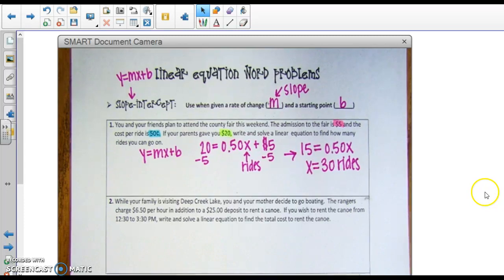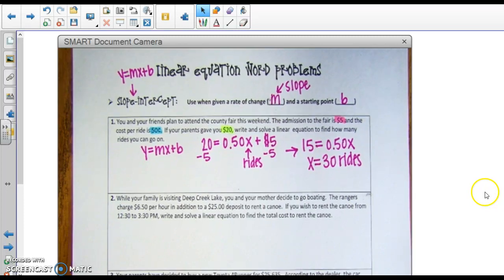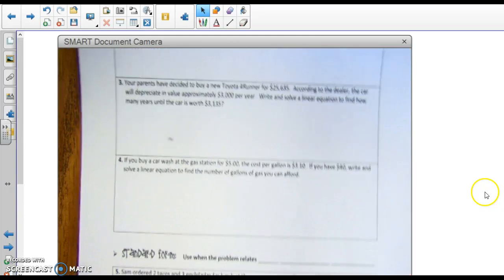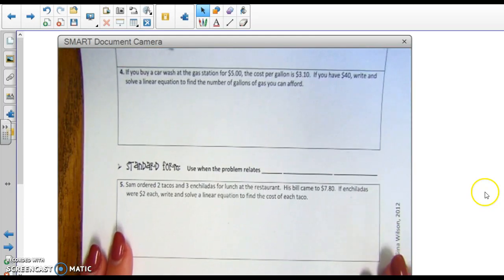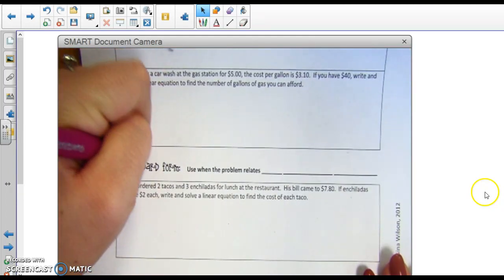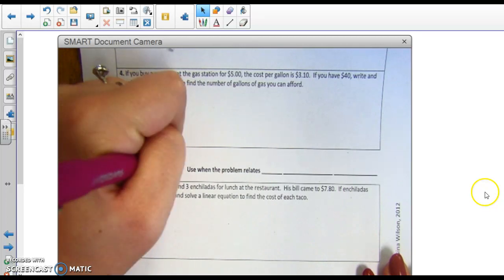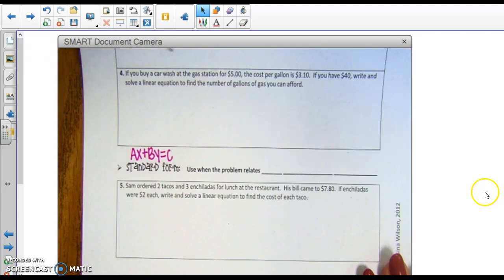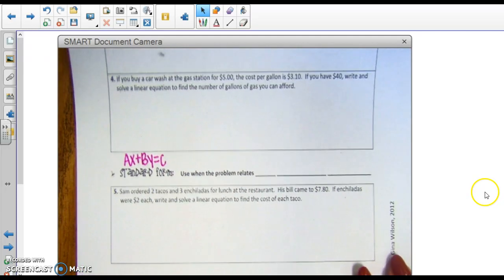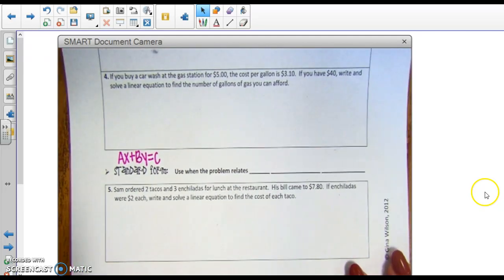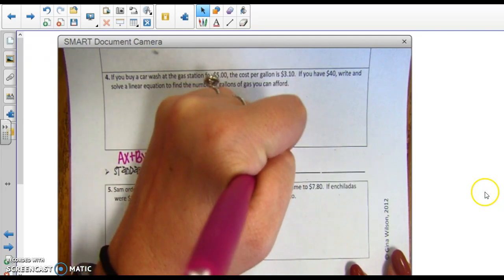Okay, so I'm going to go down to the bottom of the page and do a standard form example. We know that standard form is ax plus by equals c. And we use our standard form equation when the problem relates two different objects.